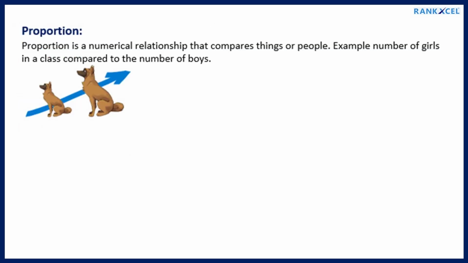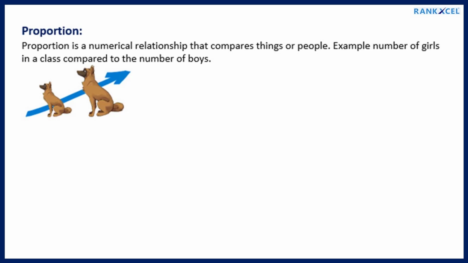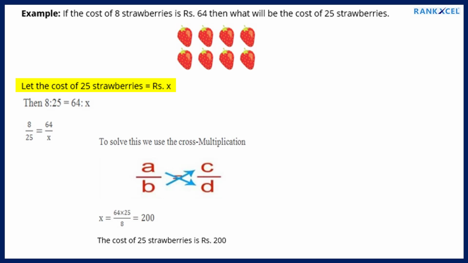Proportion. Proportion is a numerical relationship that compares things or people. Example: the number of girls in a class compared to the number of boys. Example: if the cost of 8 strawberries is rupees 64, then what will be the cost of 25 strawberries? Let the cost of 25 strawberries equal rupees X. The cost of 25 strawberries is rupees 200.